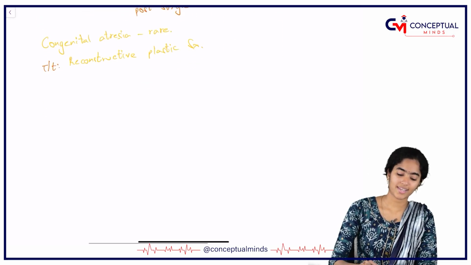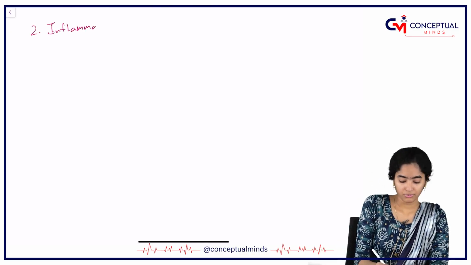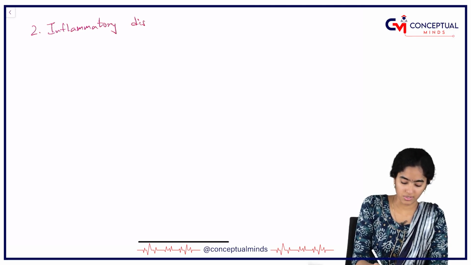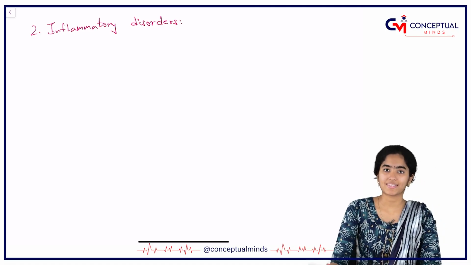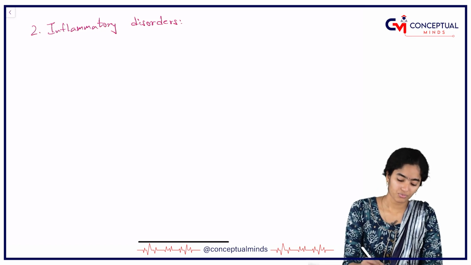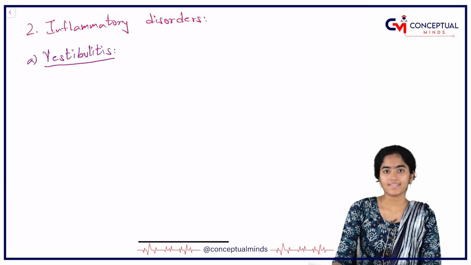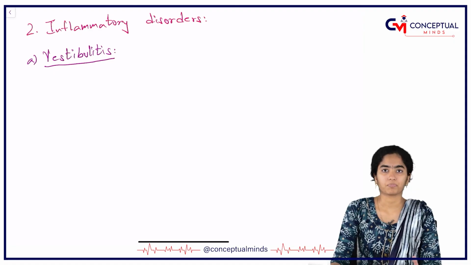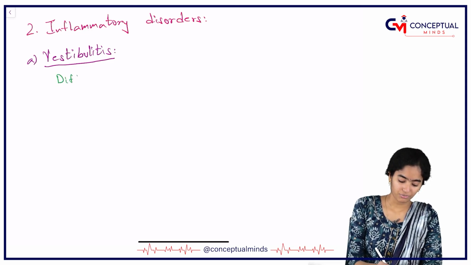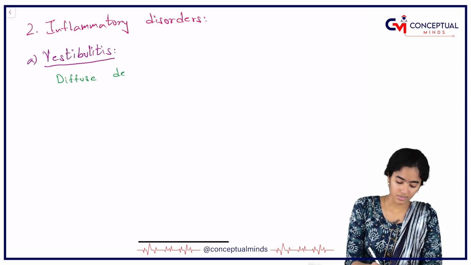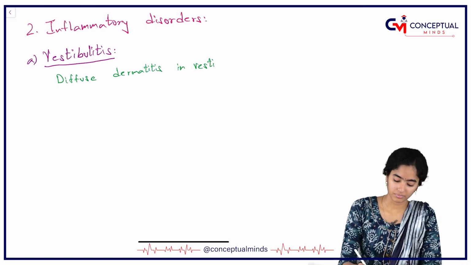Next, let us learn about the second category of disorders, and they are inflammatory disorders of the external nose as well as vestibule. Let us discuss together. So first among these is vestibulitis. What is vestibulitis? It is diffuse dermatitis. Where? In the vestibular area. It's as simple as that. It is diffuse dermatitis in the vestibular area.